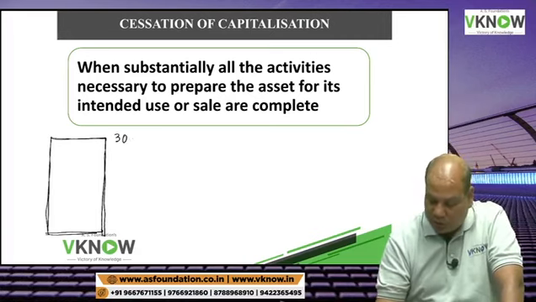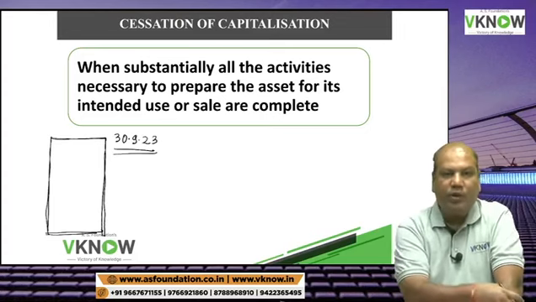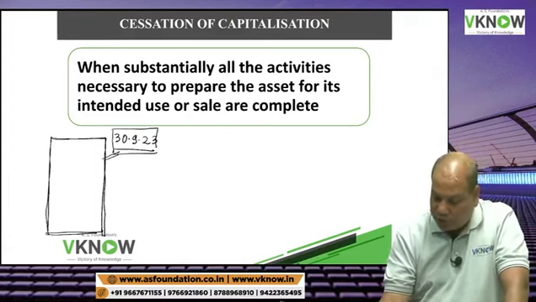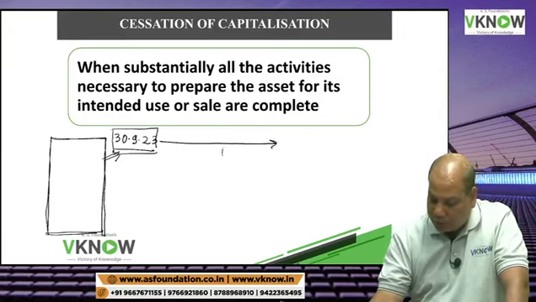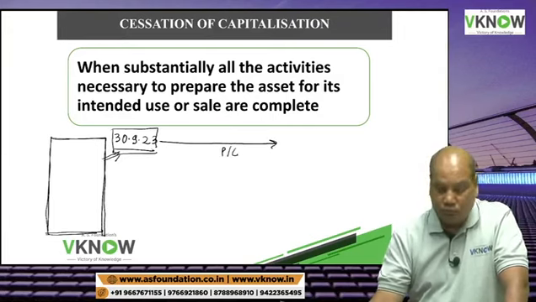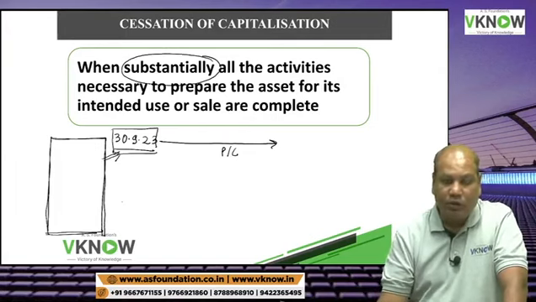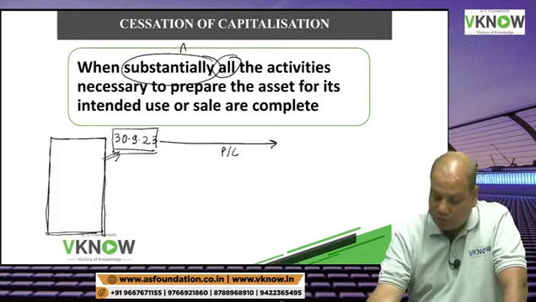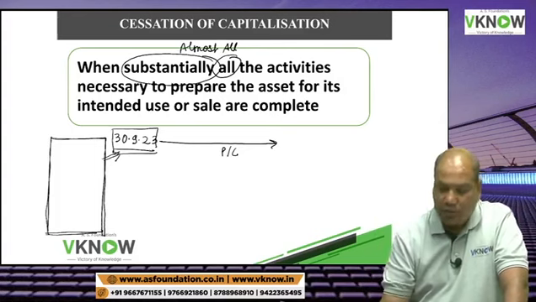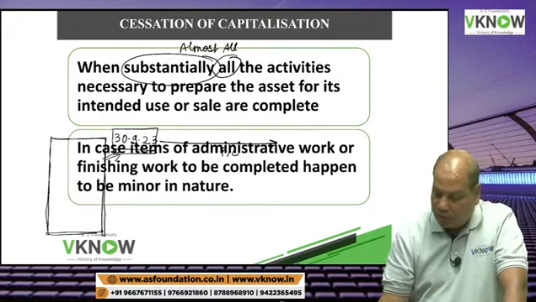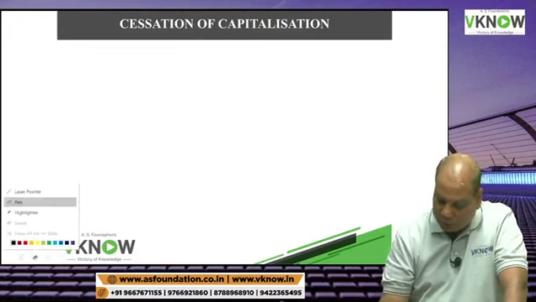Suppose this building is ready on 30th September 23. This example we have taken also with this date. So we have a cut-off date. Up to this we will capitalize. After this, P&L account. Why they have used the word substantially here? Substantially all means almost all. Almost all activities are over. If some minor work is pending, ignore it. Okay, it's written in the book also.